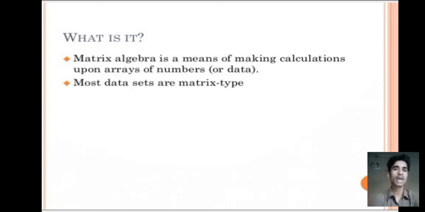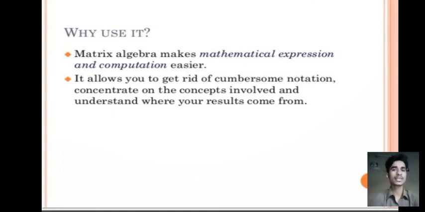Number third topic, matrix. What is it? Matrix algebra is a means of making calculations upon arrays of numbers or data. Most data sets are matrix type. Why use it? Matrix algebra makes mathematical expression and computation easier. It allows you to get rid of cumbersome notation, concentrate on the concepts involved, and understand where your results come from.